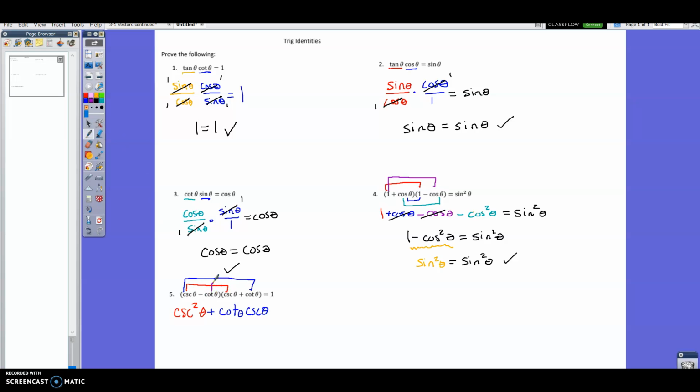So then we'll get the insides here. So that's cotangent times cosecant, so it's negative cotangent cosecant. And then if we look at the last term, negative cotangent times cotangent is negative cotangent squared. And that all equals 1. Now, just like the last one, we have a positive cotangent cosecant and a negative cotangent cosecant. So those cancel each other out. So we're left with cosecant squared theta minus cotangent squared theta.